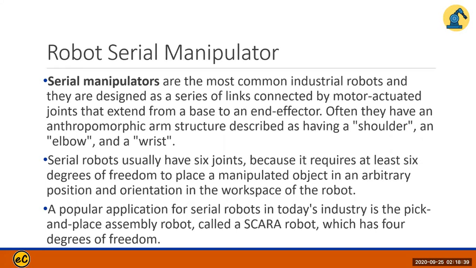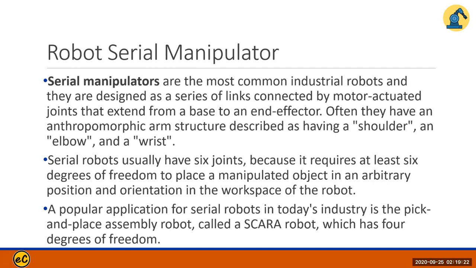A serial robot usually has 6 joints, 6 degrees of freedom, because it requires at least 6 degrees of freedom to place a manipulated object in an arbitrary position and orientation in the workspace of the robot. A popular application for serial robots in today's industry is the pick and place assembly robot called the SCARA robot, which has 4 degrees of freedom. So basically, the serial robot is the primary one, and the SCARA robot is a simplified version.